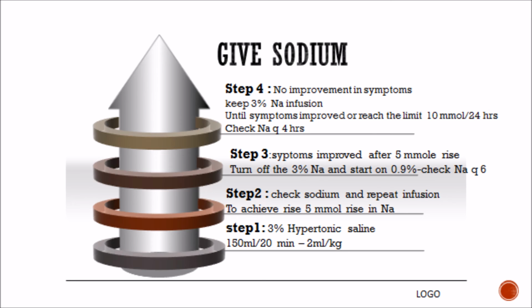What if this patient's symptoms didn't improve after the 5 millimole rise? You keep this patient on the 3% infusion, and you keep this infusion running until the symptoms improve, or you reach the maximum limit of correction in 24 hours, which is 10 millimoles of sodium. And for these cases, you have to keep checking the sodium every 4 hours. Anyway, this patient should be admitted to the SICU and you should keep a close eye on the correction.